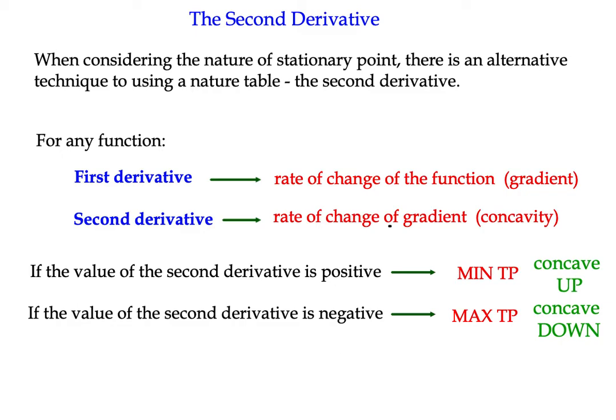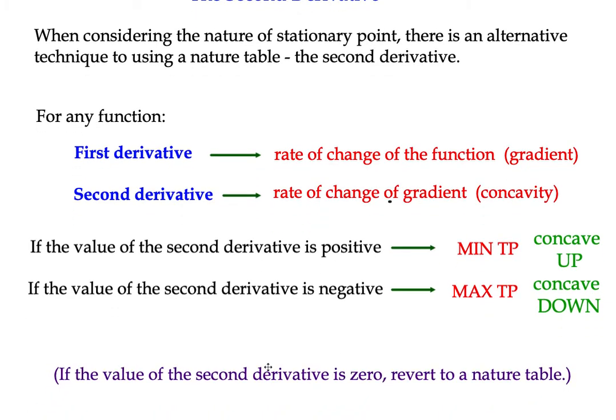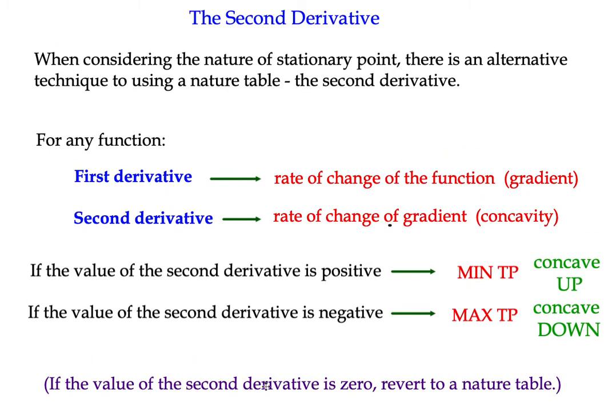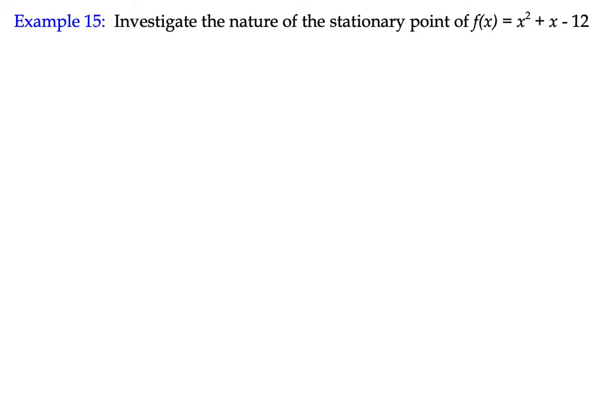Okay, there is one little note that I would also add, just a little caveat here. If the value of the second derivative is neither positive nor negative, don't panic, but we can't be sure of the nature of it. It could be a point of inflection, but you'll get that from a nature table, so you would go back to that resource at that point. So let's have a look at example 15. Investigate the nature of the stationary point of this function here.